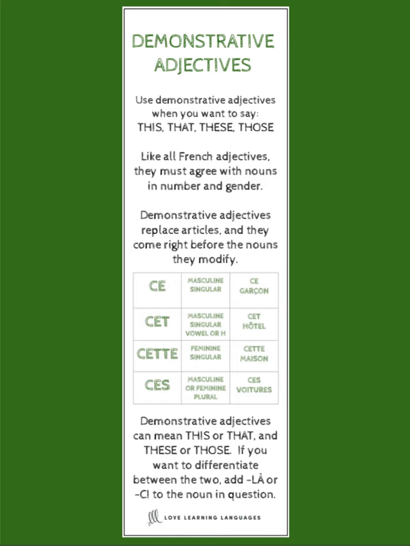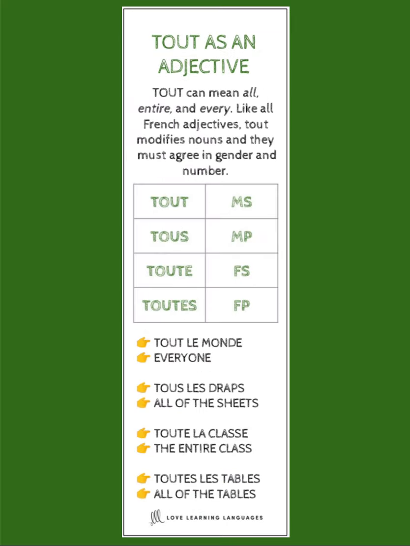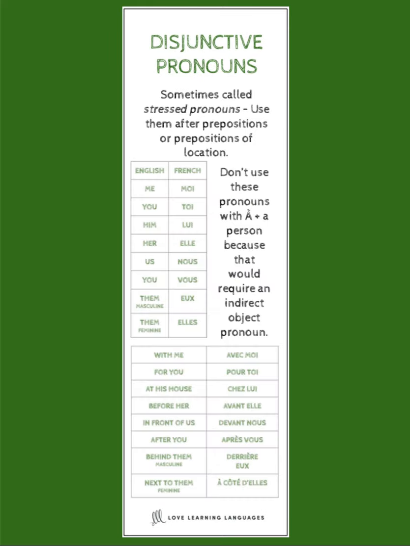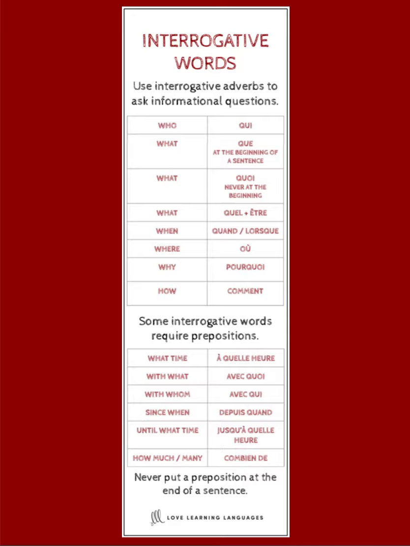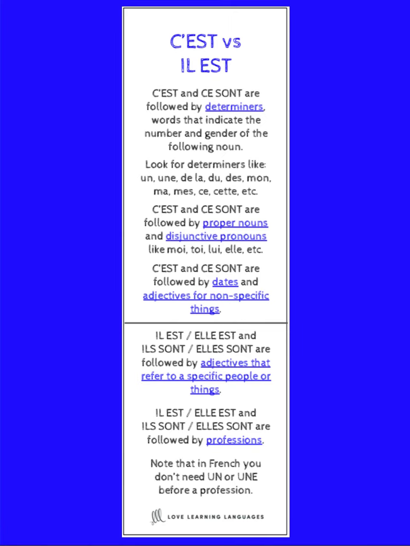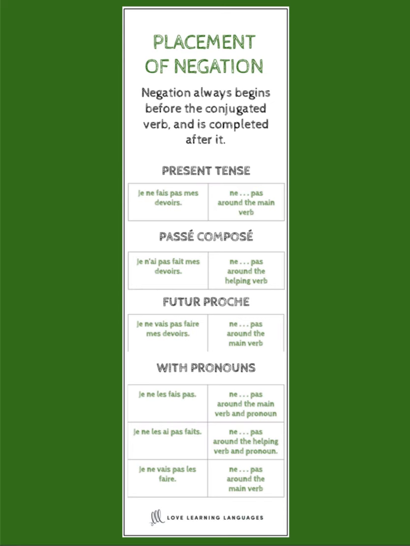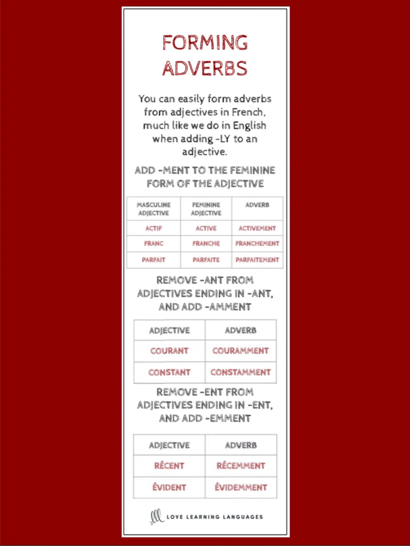Look at this. Demonstrative adjectives, possessive adjectives, using tout as an adjective. Here we have disjunctive pronouns, interrogative words. This is a good one. When to use c'est versus il est. That's a really good one. Just a few simple rules that you have to remember. Do you ever forget where you have to put negation in different tenses? Well, here you go. You have a study note card or a bookmark that you can pull out whenever you want.